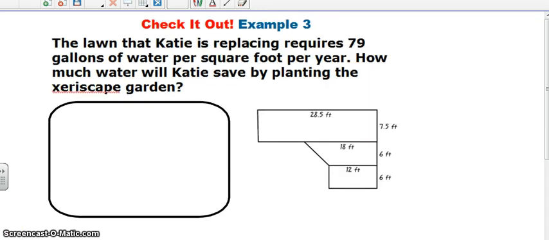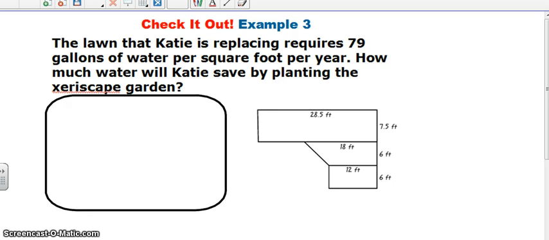The lawn that Katie is replacing requires 79 gallons of water per square foot per year. How much water will Katie save by planting a xeriscape garden? A garden that doesn't require that kind of water. You know, this is funny because I don't really think that we know how much water is going into the xeriscape garden, so I don't think we can really answer this. So not a good question.